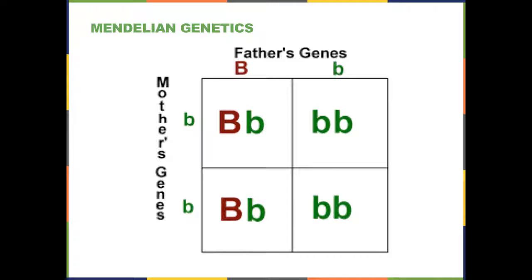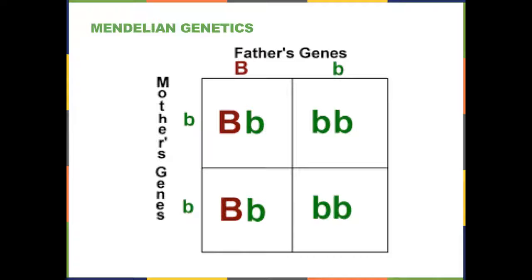This is what's known as a Punnett square. A Punnett square is used to show the possible offspring for two parents. And in this case, it's the simplest form of a Punnett square because it only shows one trait and the two potential alleles for each trait.